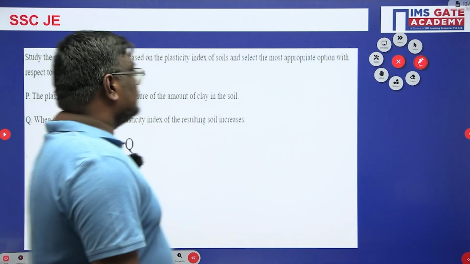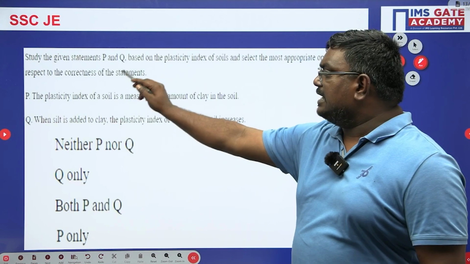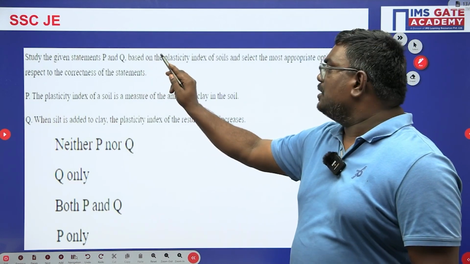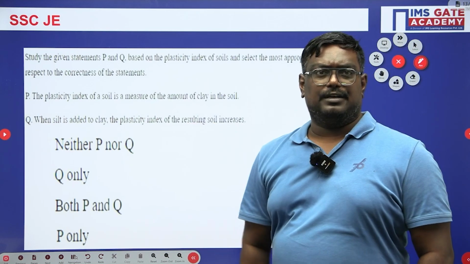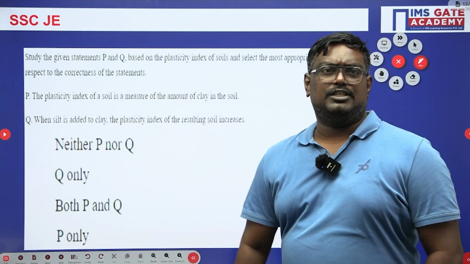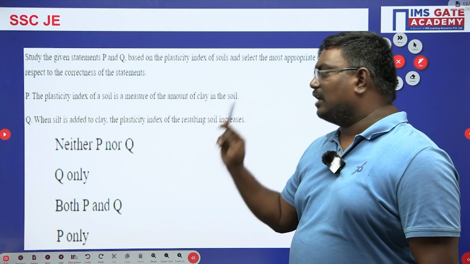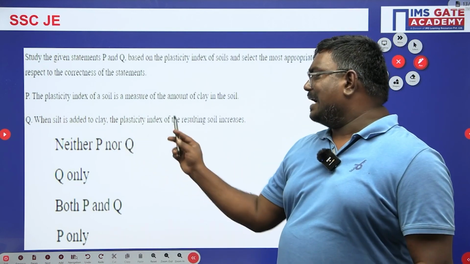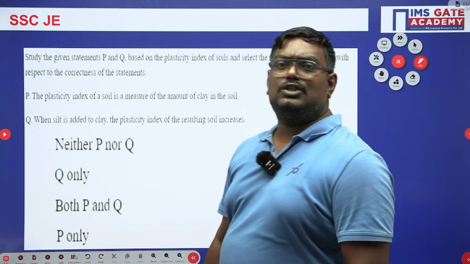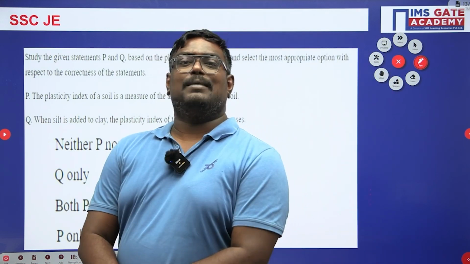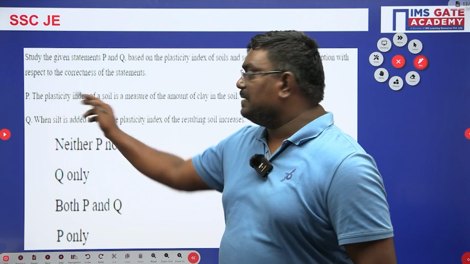Now see students, here is a question. Study the given statements P and Q. Based on the plasticity index, select the most appropriate of the statements. P: The plasticity index is a measurement of the amount of clay in the soil. Q: When silt is added to the clay, the plasticity increases. Now my dear students, usually plasticity is the property where you measure the clay. So option P is correct.